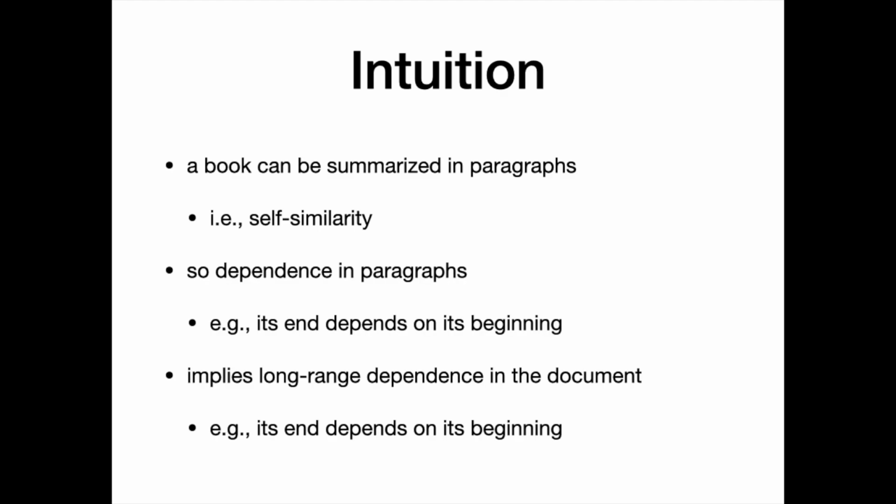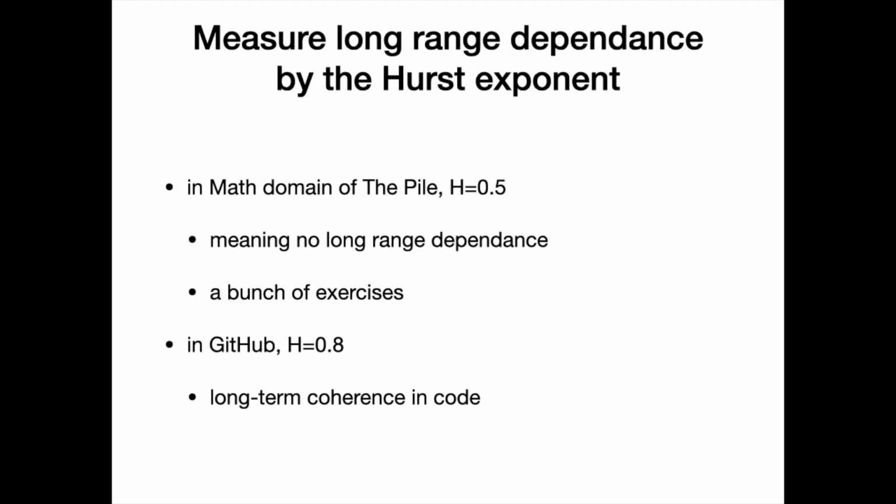A book can be summarized in paragraphs, i.e., self-similarity, so dependence in paragraphs implies long-range dependence in the document, for example, its end depends on its beginning. Long-range dependence is measured by the Hurst exponent, for example. In math, H equals 0.5, meaning no long-range dependence, but in GitHub H equals 0.8, meaning long-term coherence in code.